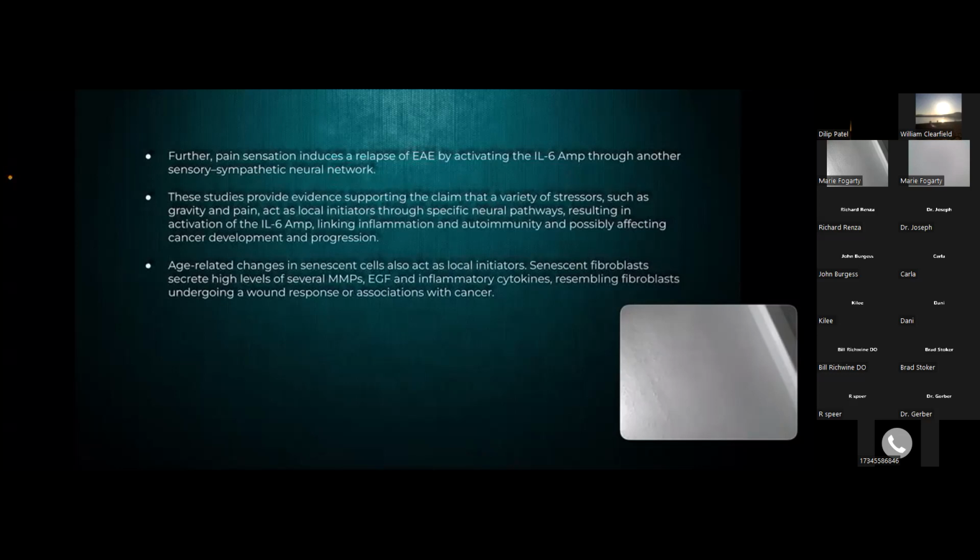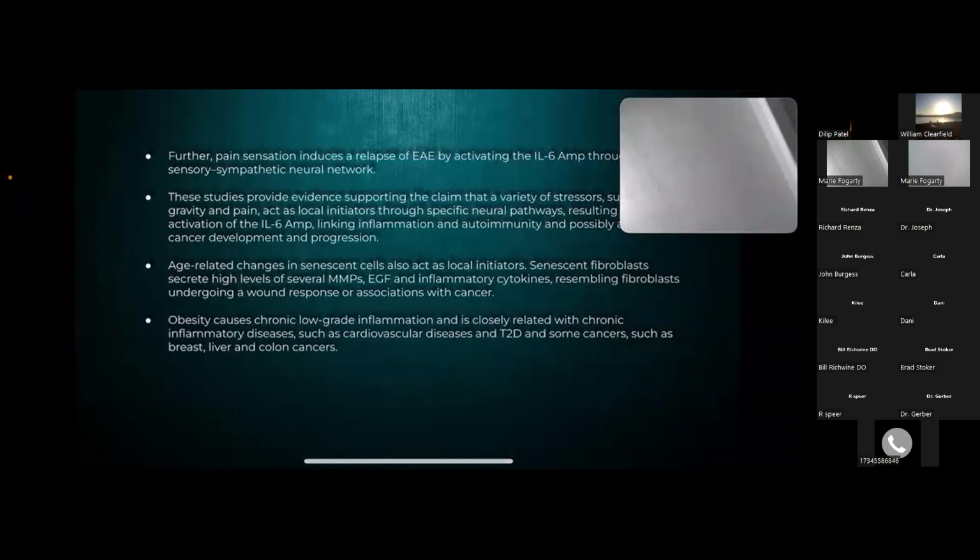Age-related changes in senescent cells also act as local initiators. Senescent fibroblasts secrete high levels of several metalloproteases, endothelial growth factor, and inflammatory cytokines, resembling fibroblasts undergoing a wound response or associations with cancer. So now, if we get older, we've got these senescent cells that are these inflammatory factories, only adding to the abundance of initiators that are collecting and causing amplification.